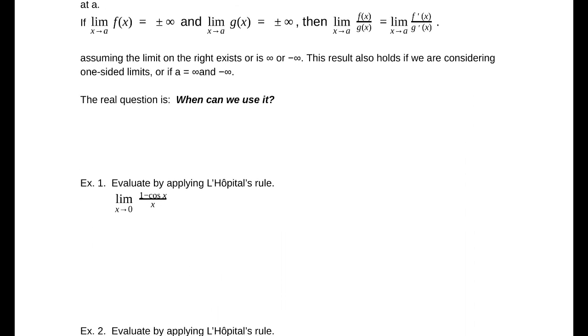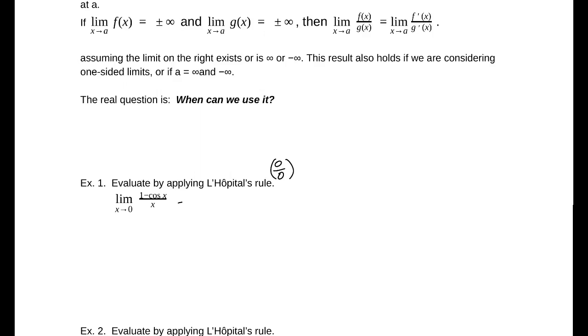Example 1, limit as x approaches 0 of 1 minus cosine x over x. If we look at our numerator as x approaches 0, it is going to 1 minus 1. So we see we have a 0 over 0 case as x approaches 0. So let's go ahead and apply L'Hopital's rule, the first form of that.